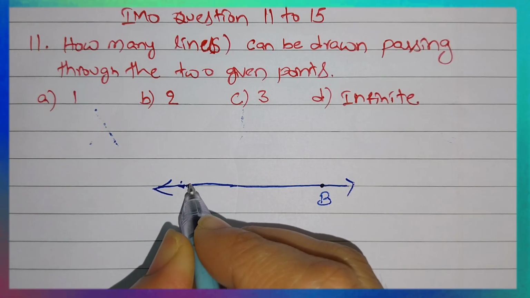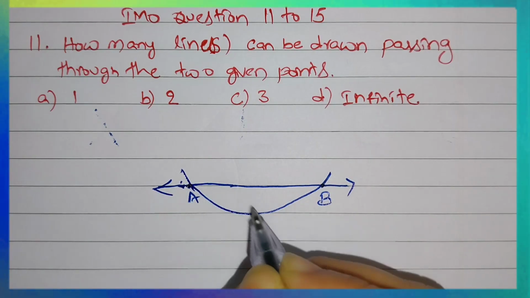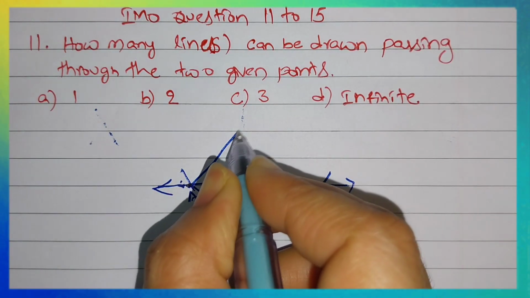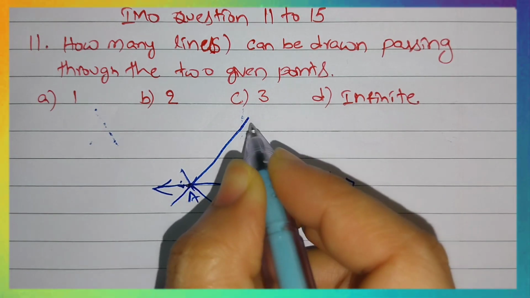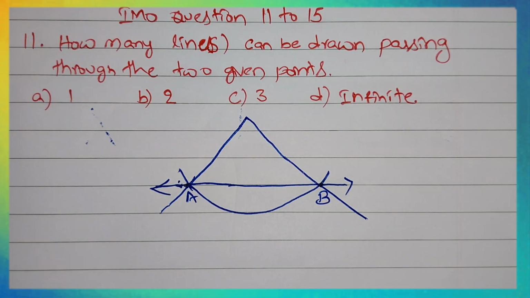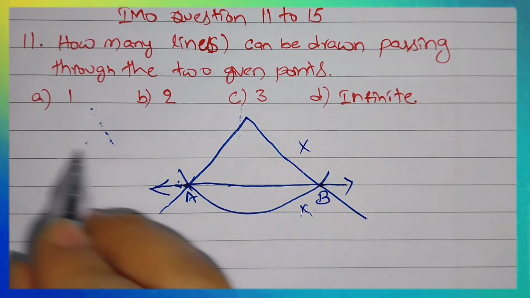Again, I am going to connect these 2 points like this. This is not a straight line. So, there are infinitely many curves that can pass through 2 points but only one straight line drawn passing through 2 points. So the option A is correct. Moving to the 12th question.